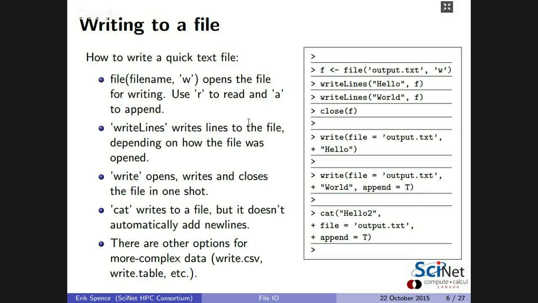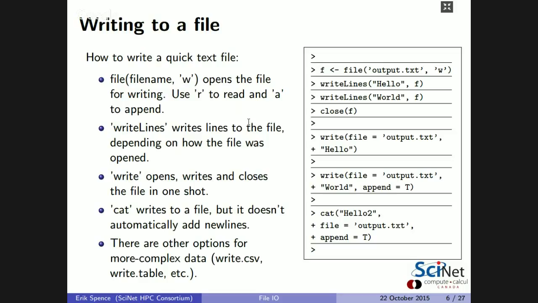Cat, we've seen cat before. Normally, it'll just write to the command line or to the screen, but you can tell it instead, no, I want you to write to this file. Write this to this file. You can append. If you don't append, it'll overwrite whatever was there before. Same with write. You have to tell it to append, or else it'll wipe out whatever was there. Okay? Similar to this, right?